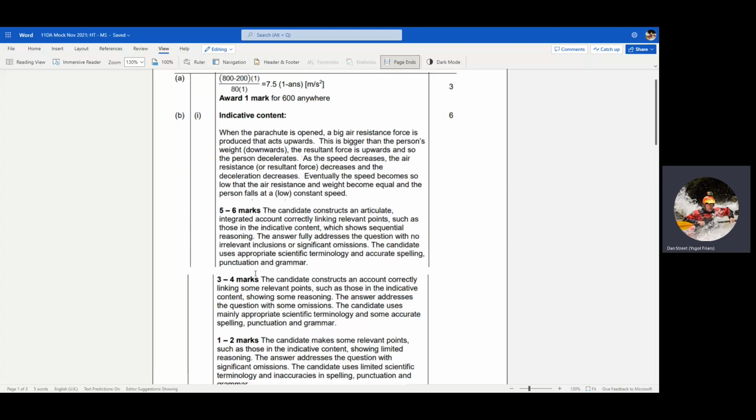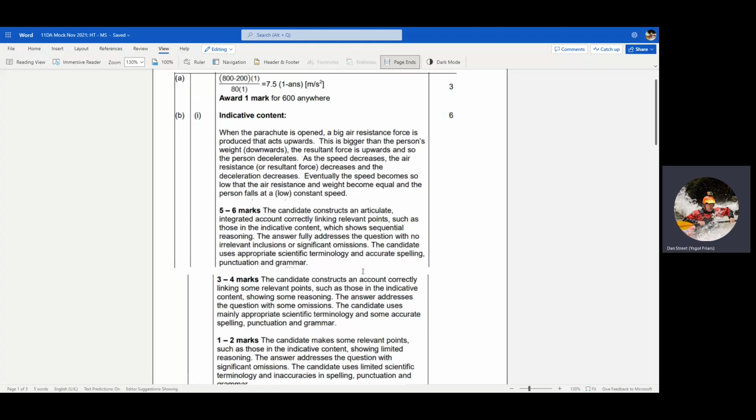Now, here we have the different bandings. So for 5 to 6 marks, that's the higher marks that you're aiming for if you're looking for the top grades. It says the candidate constructs an articulate integrated account correctly linking relevant points, such as those in the indicative content, which shows sequential reasoning. So in other words, your writing is clear, it links things together properly, and it makes sense. And it's written in a sequential manner, which means in an appropriate order.